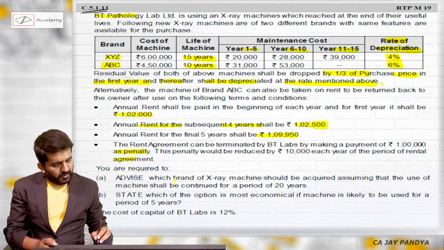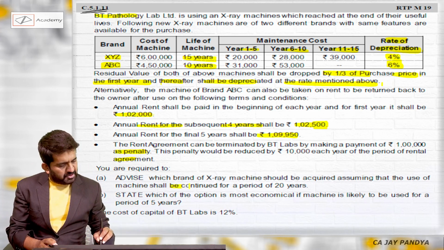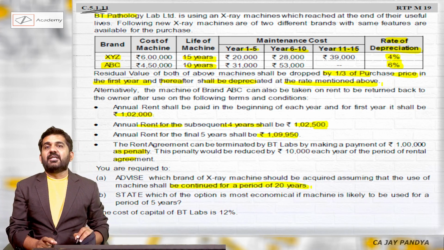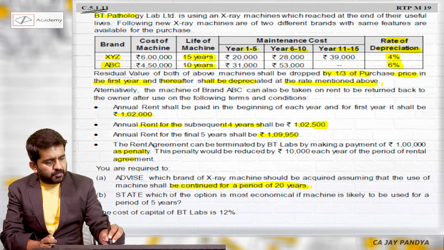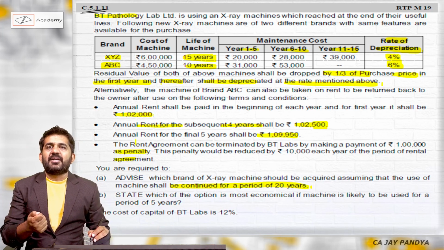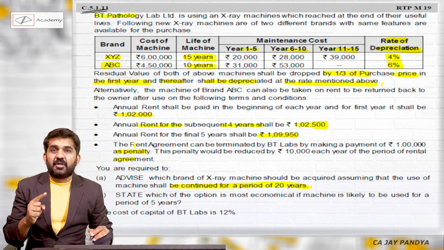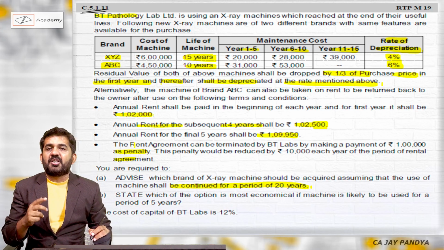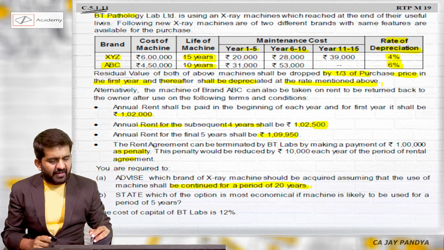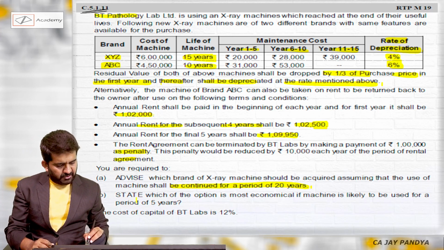You are required to advise which brand of X-ray machine should be acquired, assuming that the use of the machine shall be for 20 years. Now, XYZ runs for 15 years, the other two are for 10 years. Then also the 20 years calculation we can easily make. For XYZ we will be doing it for 15 years, but we'll be converting it into an equalized annual value. ABC also 10 years, I'll be converting it into an equalized annual value.